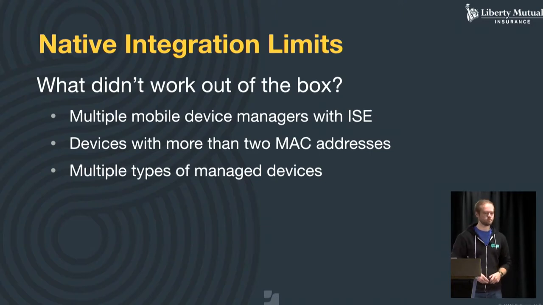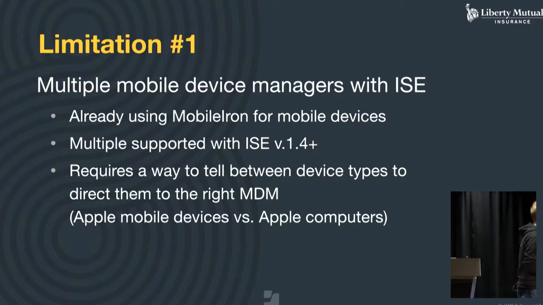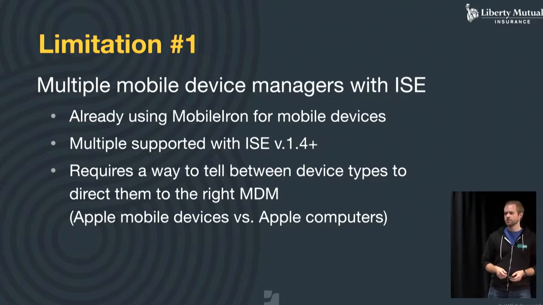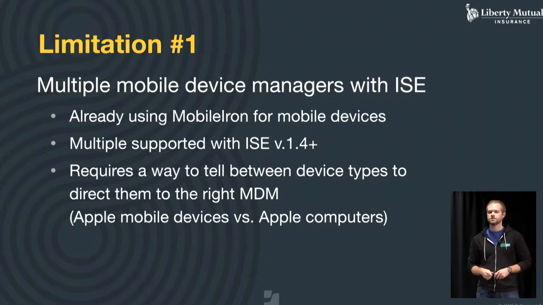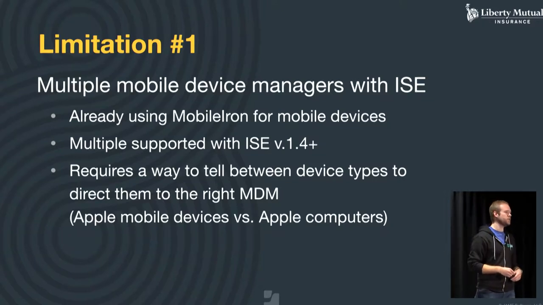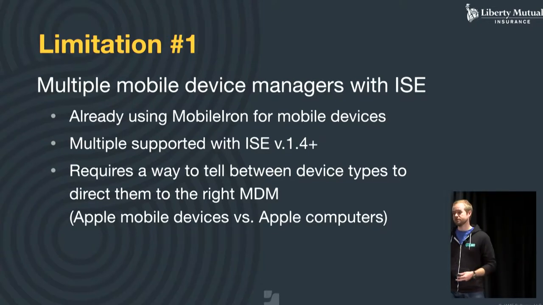So having multiple mobile device managers, we were already using Mobile Iron, and after ICE 1.4, multiple MDMs are supported. But the problem is you have to be able to tell between your different types of devices, right? You have to be able to say, I want iPhones and iPads to go to one or MacBooks to go to another. ICE is a profiling engine, right? So part of the intent of ICE is it can figure out what your devices are. But what we found is a lot of Apple devices look the same. And it can't always tell specifically enough what they are to figure out which mobile device manager to send it to.